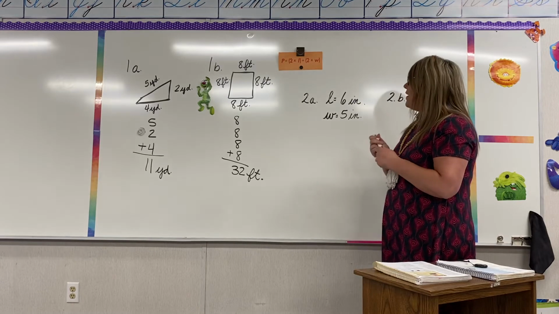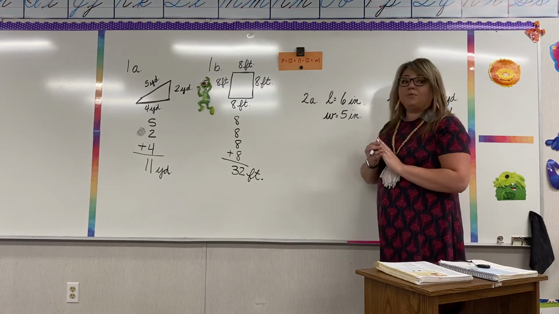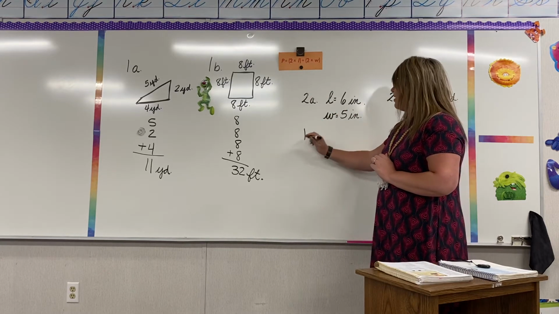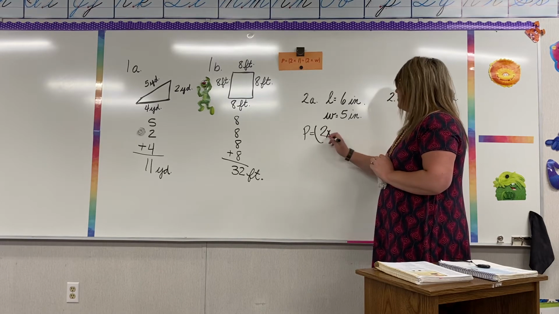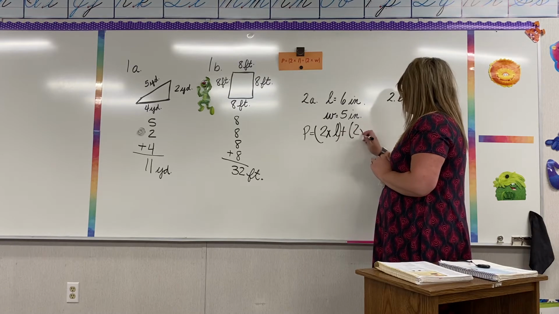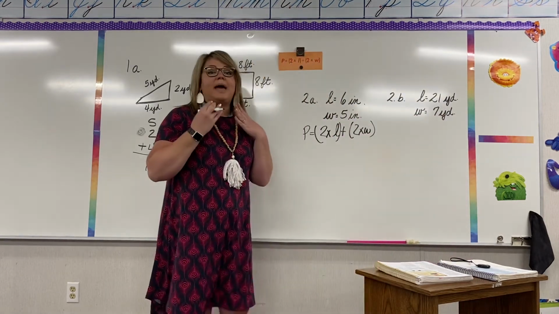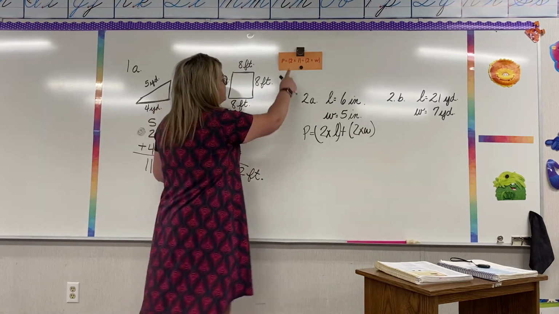And so here we go. We're going to use this formula and find the perimeter of this rectangle. The first thing we do is write our formula. So we're going to say P equals 2 times L, parentheses, plus 2 times W. Now you know whenever we have parentheses, that means to always do that first, all right? So here we go. Now let's put the numbers in there.